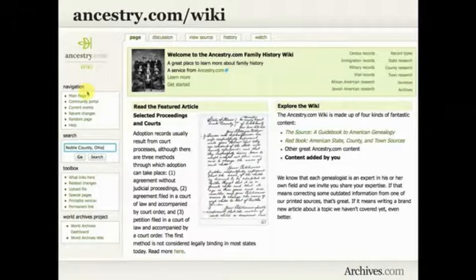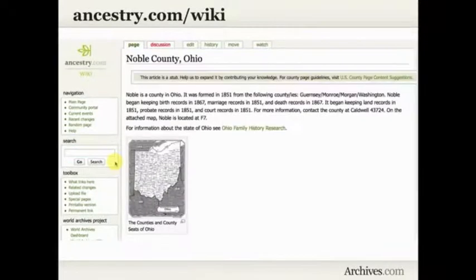And when I go to the Ancestry.com wiki, I can go over here into the search area, over here on the left-hand part of the page, and I was interested in Noble County, Ohio. I wanted to see when it was formed and what counties it was formed from. So I just typed in Noble County, Ohio, and hit search. And I got a page specifically for Noble County, Ohio. And it tells me that it was formed in 1851 from the following counties: Guernsey, Monroe, Morgan, and Washington. And it also gives me more information about Noble County.